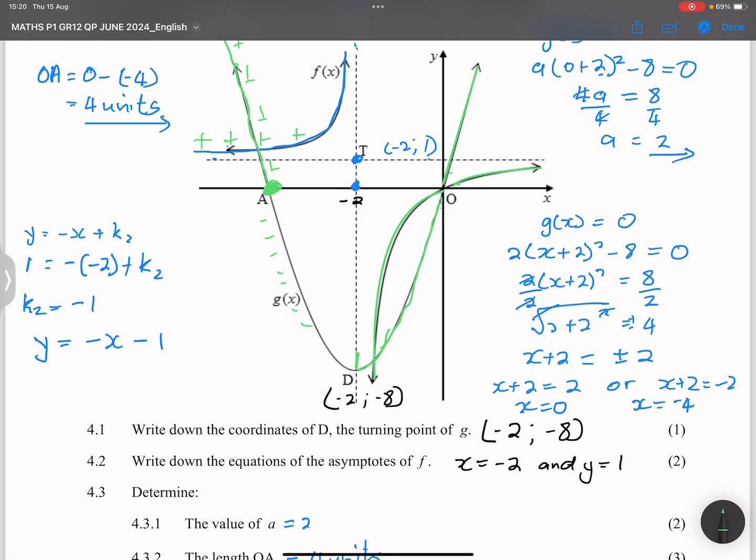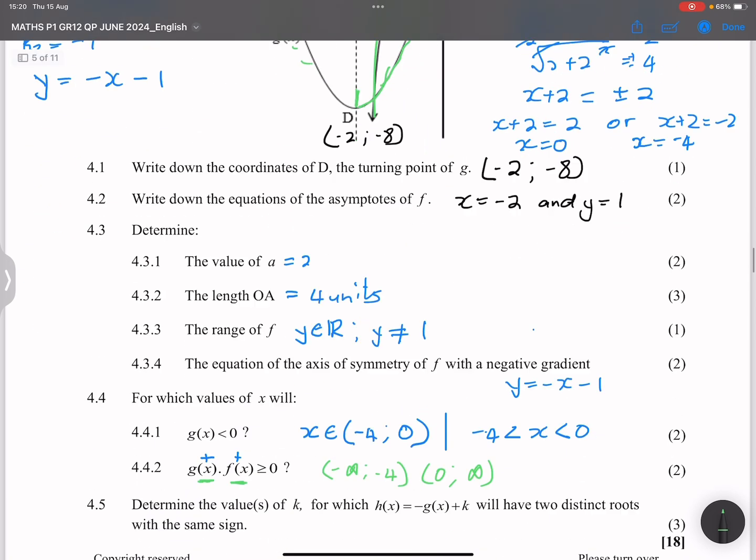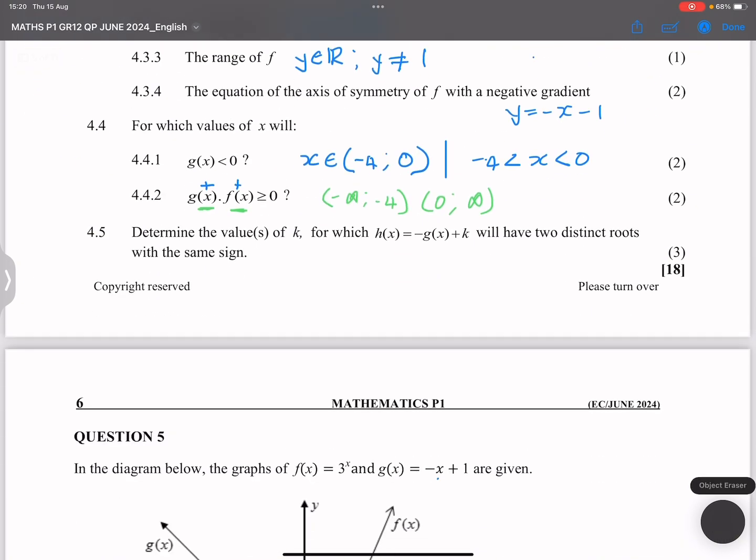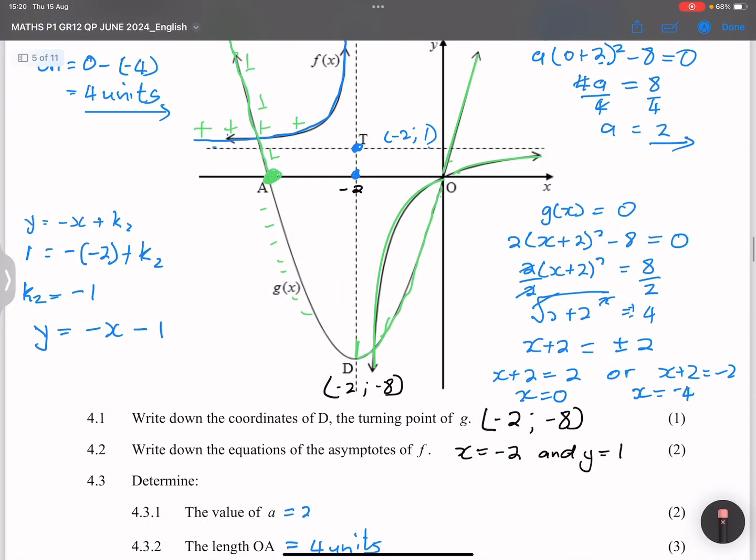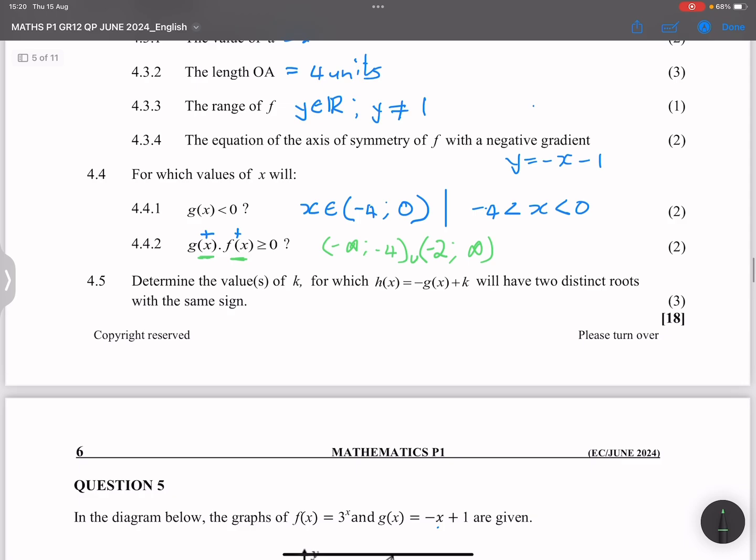Why? Because the graph of f does not exist there, right? So from negative 2 all the way to 0 and even beyond. So instead of saying from 0 to infinity, I would rather say this is from negative 2, which is excluded, okay? And by the way, actually I should have included negative 4, because you can see that graph will give us 0 over there. So that will be negative infinity to negative 4, which is included because they said greater or equal to, right?